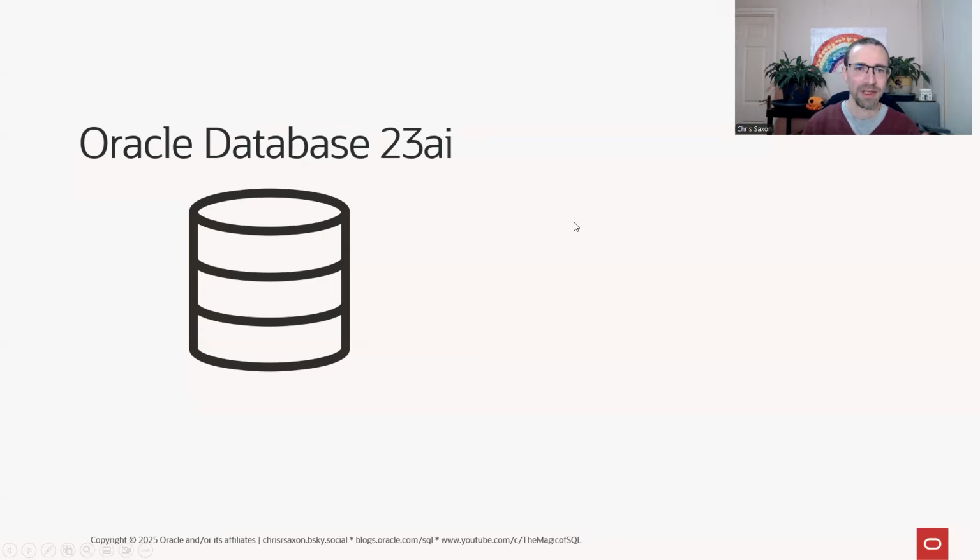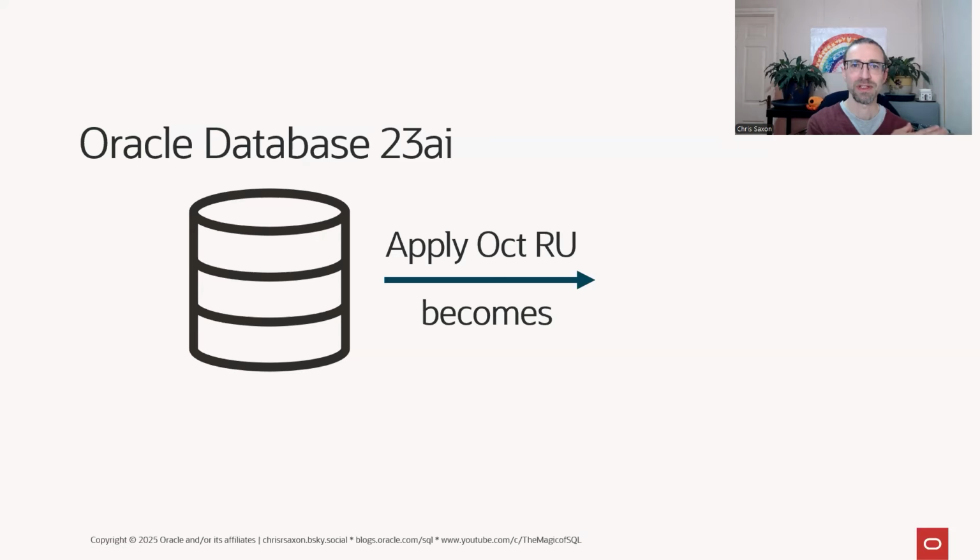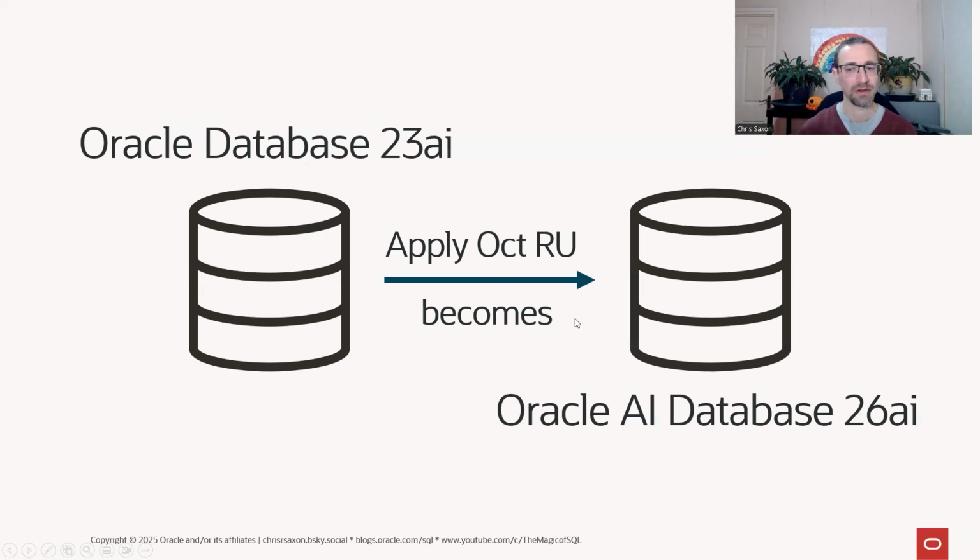So a year and a half ago, we released Oracle AI Database 23 AI, right? We have the quarterly release updates. If you apply the current release update, the October 2025 release update to 23 AI, it automatically becomes Oracle AI Database 26 AI. So 26 AI replaces 23 AI. If you look in the docs, you shouldn't find any references to Oracle Database 23 AI. So basically, you just apply the release update, and this is what you get.